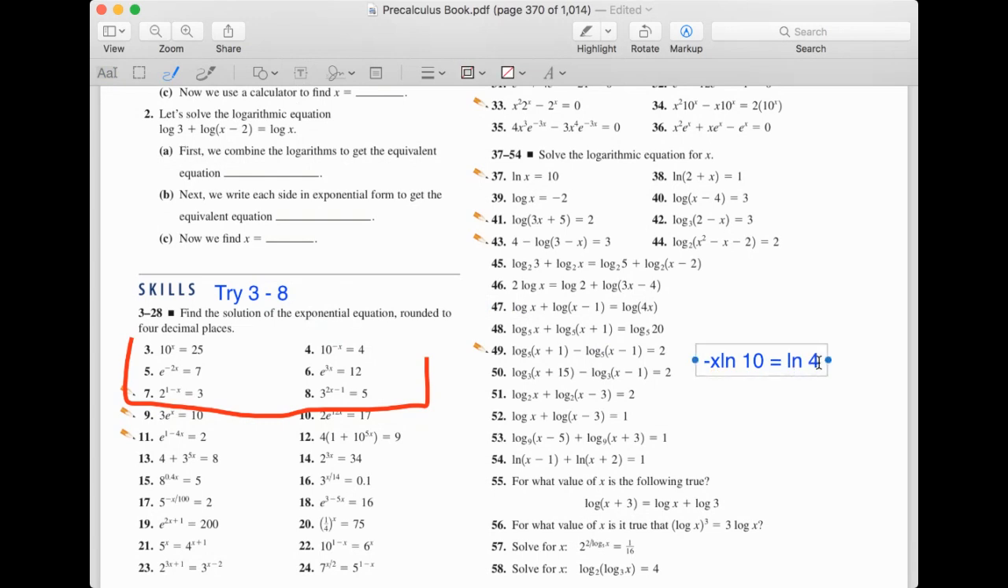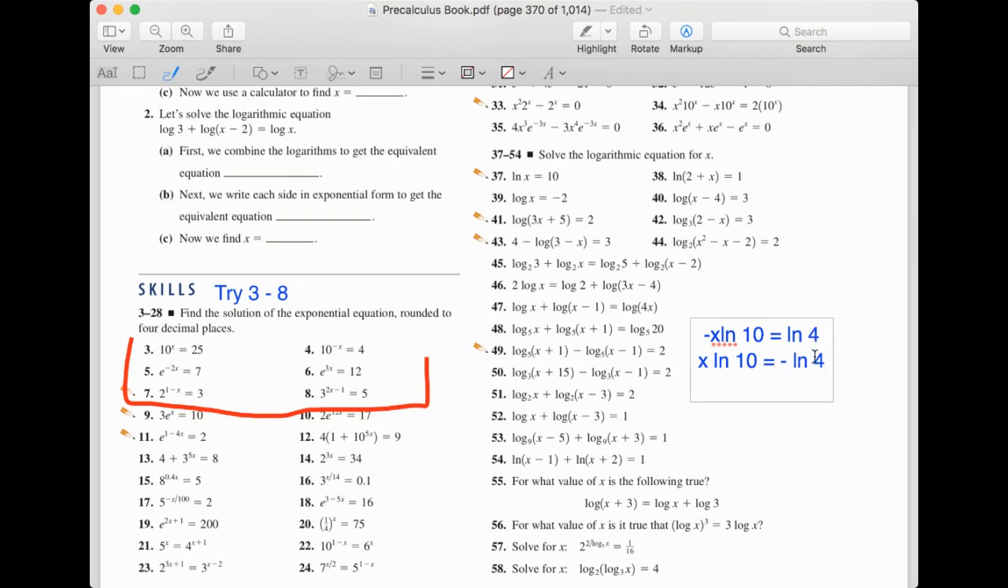Now, because we want to isolate x, right? Maybe let's divide by -1 first. We'll multiply by -1 because we want to get rid of the negative sign. How can we get rid of the negative sign? So we multiply by -1, right? Let's multiply by -1 on both sides. So we would get a positive x ln 10 equals negative ln 4, right?